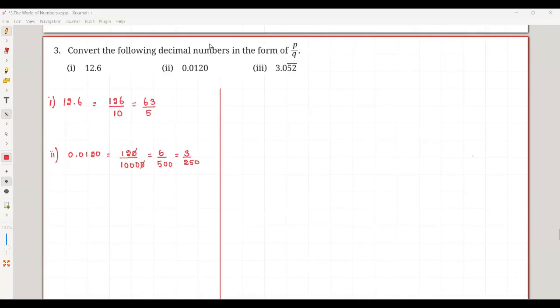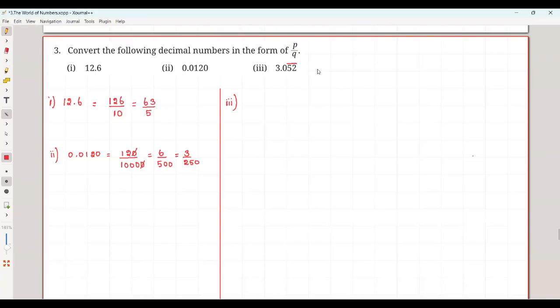Now we come to the third question. We have to write 3.0525252... The same as what we have done before. Here only 2 digits are repeating, and this repeating part is not coming immediately after the decimal point. So this type of decimal is called a general repeating decimal.